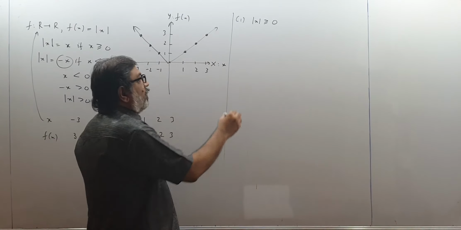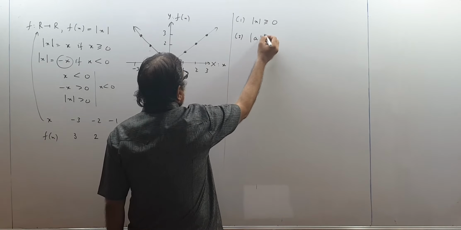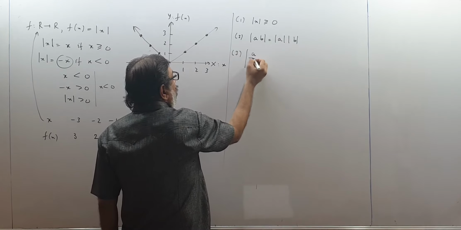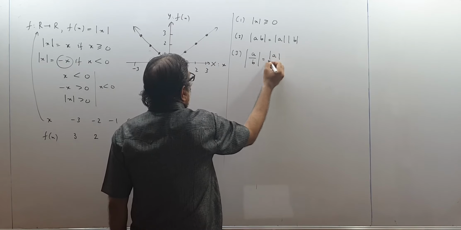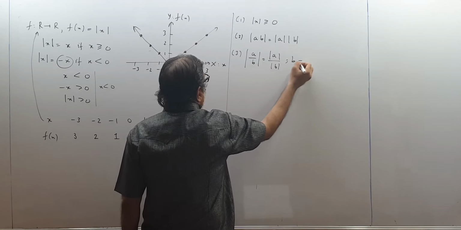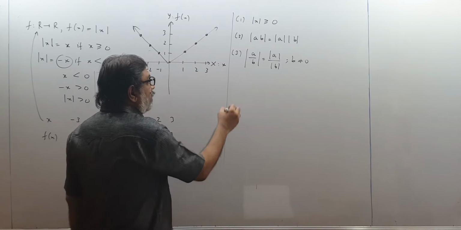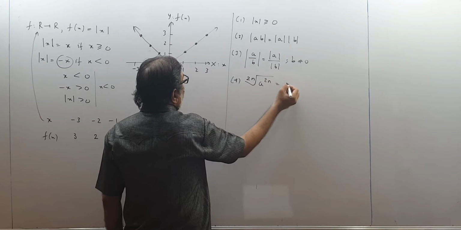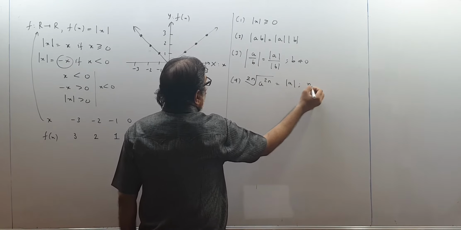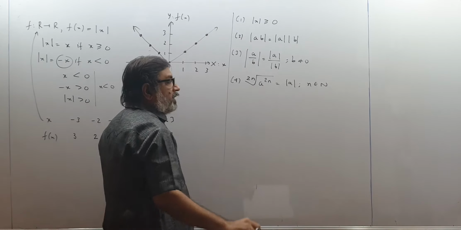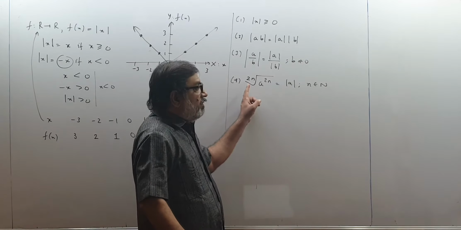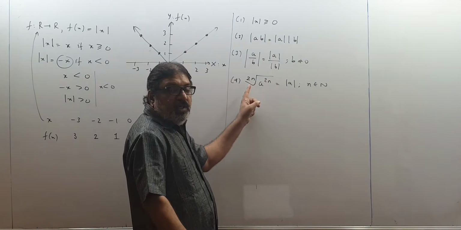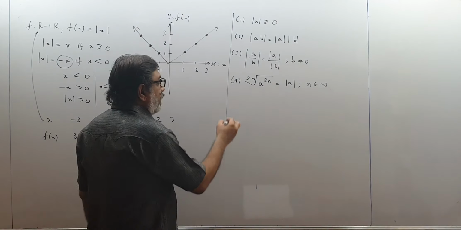Mod cannot be negative. Secondly, mod of A into B will be as good as mod A into mod B. Mod of A upon B will be mod of A upon mod of B, of course when B is not 0. Please remember, the 2n-th root of A to the power 2n will be mod of A, where n is a natural number, meaning the square root of A squared will be mod A, the 4th root of A to the 4 will be mod A, the 6th root of A to the 6 will be mod A, like this you have to think.